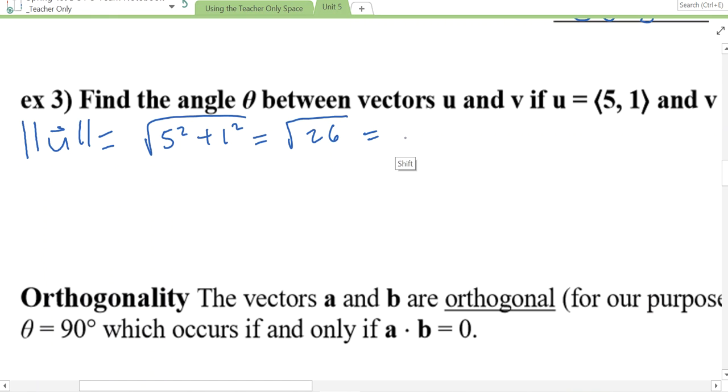This is equal to 13 square root of 2 if we simplify it. No, it's not. I'll tell you in a second. It's square root of 2 times the square root of 13. And we'll get to why that's important in a second. Then we want to find the magnitude of v.